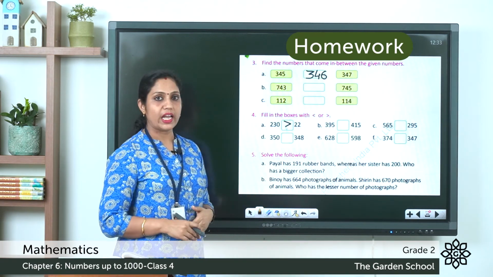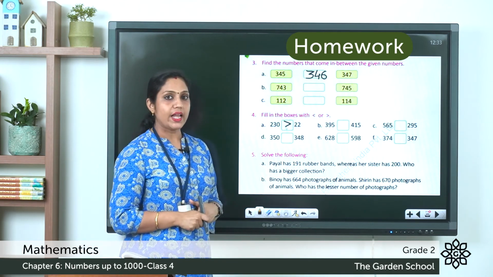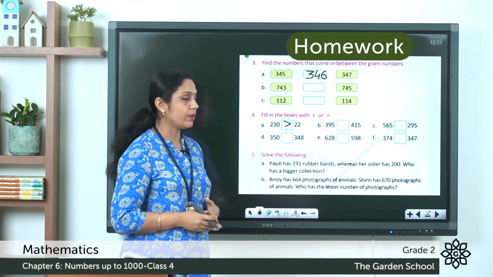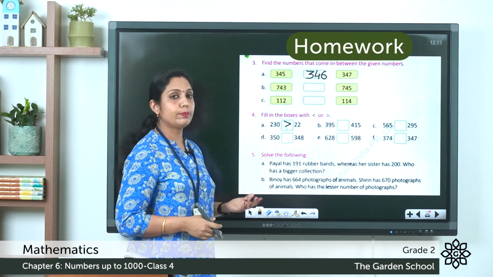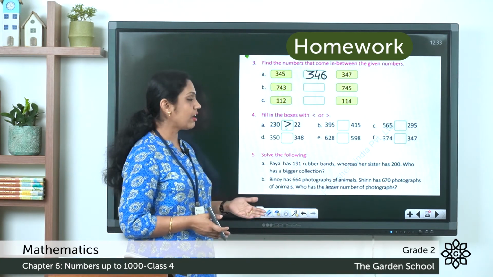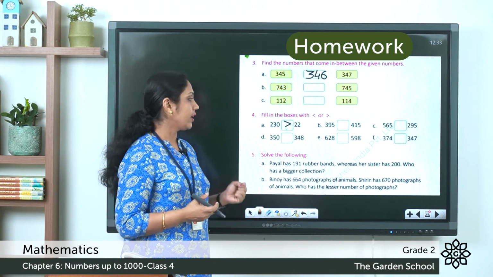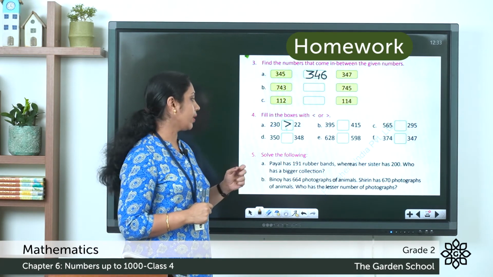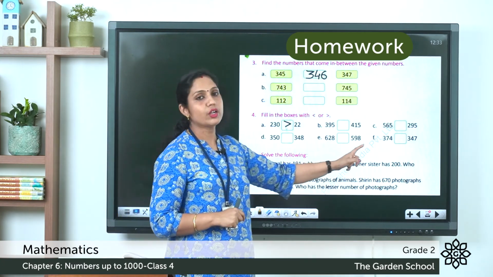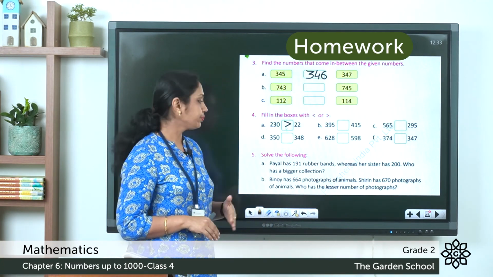Next, fifth one, we have solve the following. Payal has 191 rubber bands, whereas her sister has 200. Who has a bigger collection? So Payal is having 191 rubber bands and her sister is having 200. So who is having more? Is it 191 or 200? You can find it out.